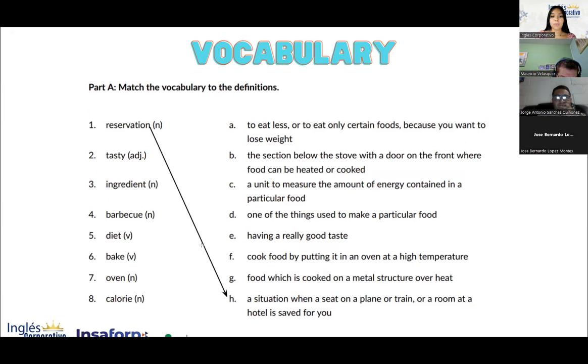Letter E, having a really good taste. Thank you. That is correct. So letter E, having a really good taste. That is correct. What about number three? Ingredient. What is the definition for it?